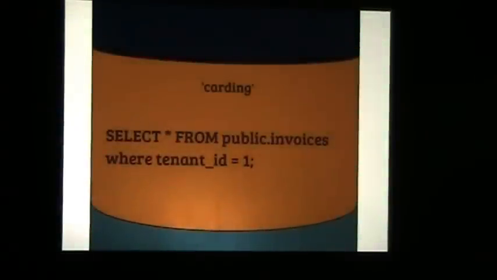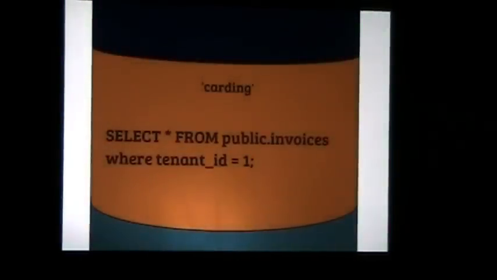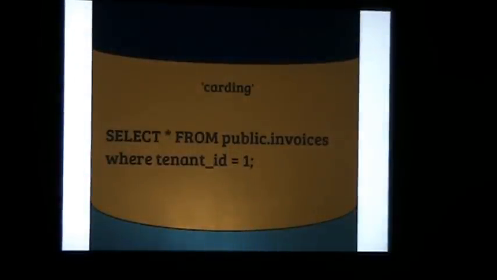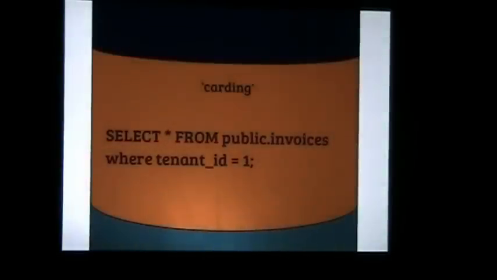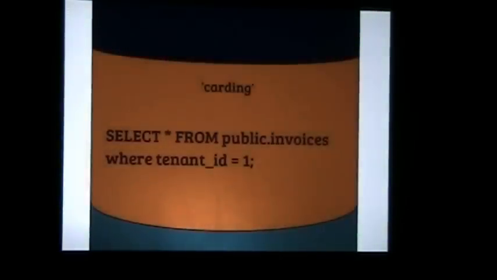So let's say you set the search path to Karding and then you say select star from public.invoices. It's like you're saying, I don't care what schema I'm in or what namespace I'm in, I want to search the public invoices table. So in your Active Record model, for example, you could set the table name to public.invoices. And it'll always look in the public schema.